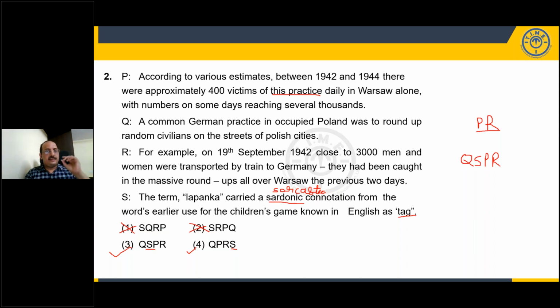So Q basically says it was a very common German practice. S gives a name for it. Then P and R further explain it by giving an example. So option 4 therefore gets eliminated. My answer is option number 3, QSPR. I hope this is clear, guys. How we worked it out? My answer would be option number 3, QSPR. Okay, I hope this is clear.